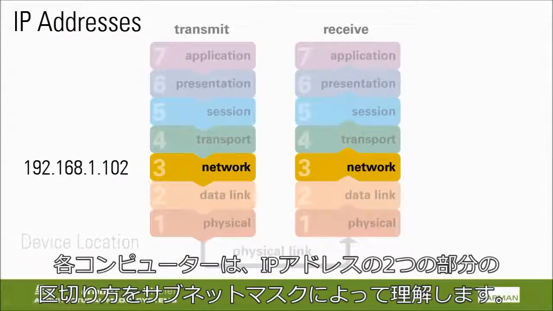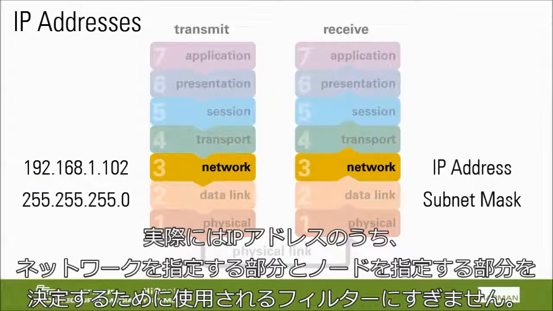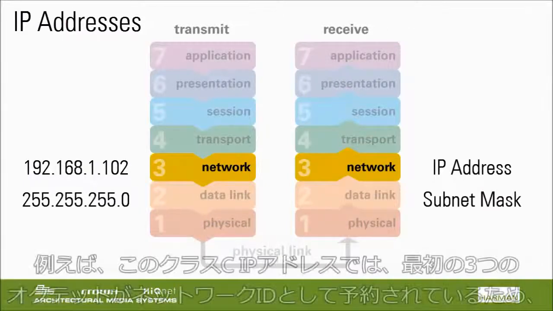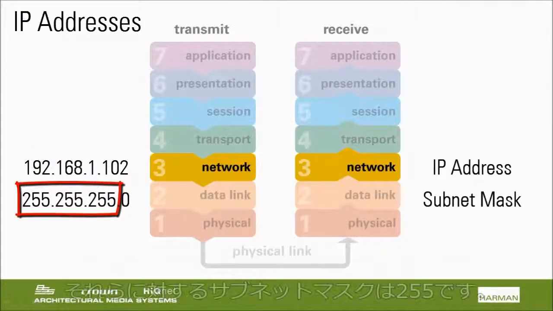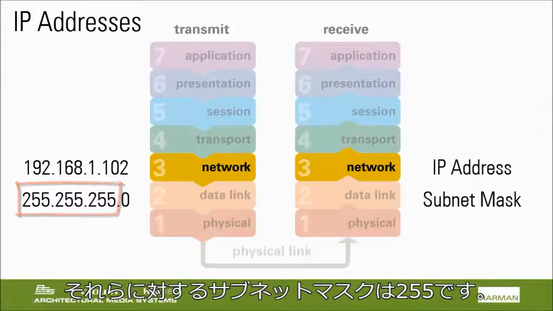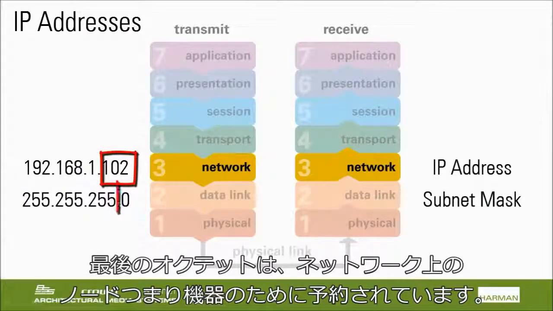Each computer knows how to separate the 2 parts of an IP address by using a subnet mask. A subnet mask looks somewhat like an IP address, but it's actually just a filter used to determine which part of an IP address designates the network and which part designates the node. For example, in this Class C IP address, the first 3 octets are reserved for network identity, hence the subnet mask is 255 for those same octets. 1 octet, the last one, is reserved for nodes or devices on the network.